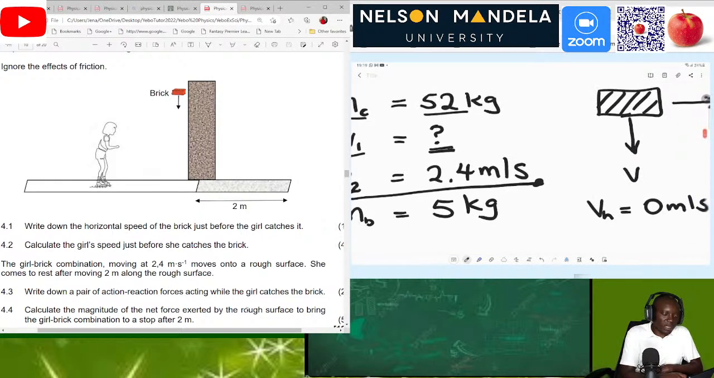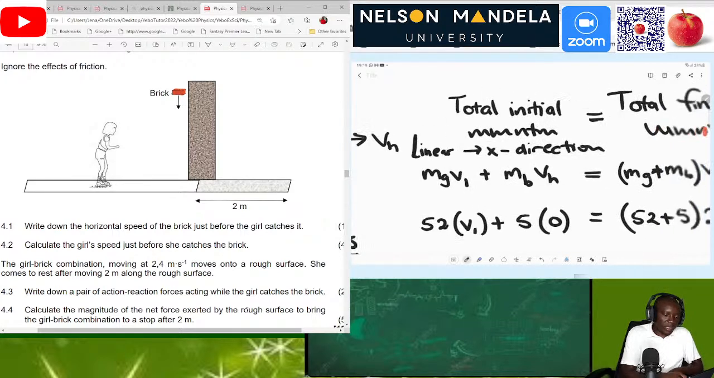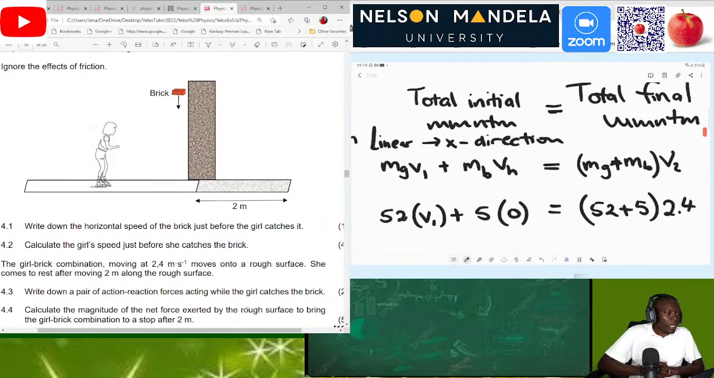So the first part of the question simply asked, what is the horizontal speed of the brick? Which is the magnitude of the velocity in the x direction. So we said Vh for horizontal velocity, and we found that to be 0 because there is no horizontal component for a brick moving downwards. So this velocity is 0 meters per second. Now the next part required us to find the girl's speed just before she caught the brick.